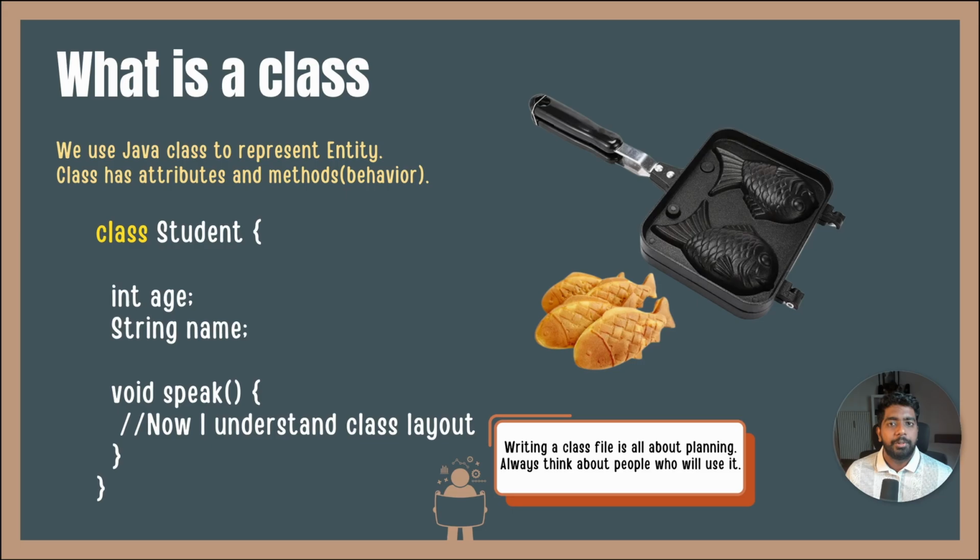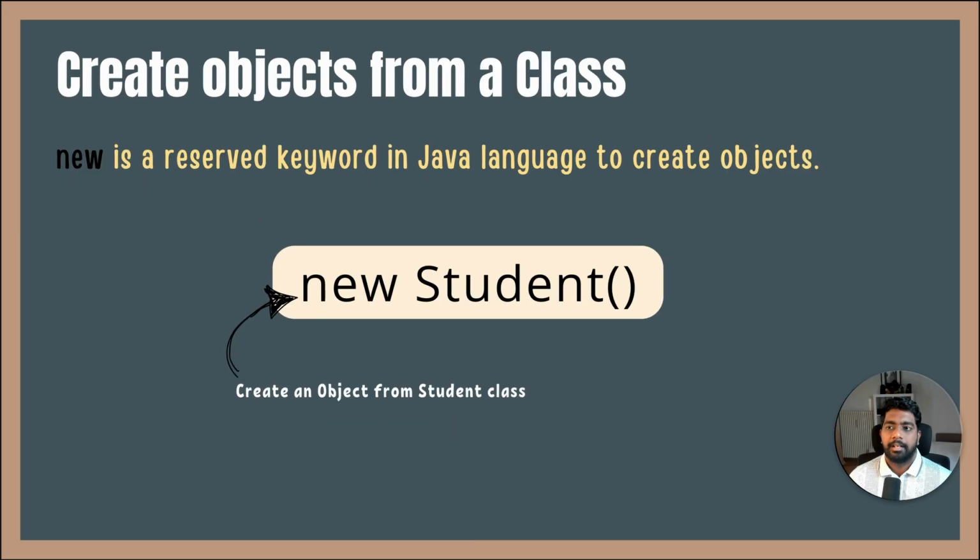One more thing I want to highlight: when you are writing Java class files, think like an architect. Think about the users who will use this particular class to create objects from it. And also have an idea about the object's nature, the attributes that it needs to have and the behaviors those objects need to be able to perform.